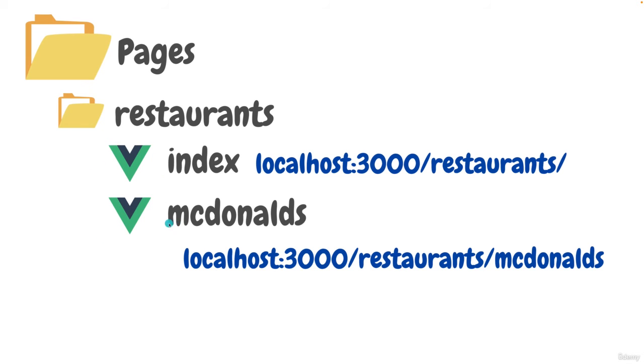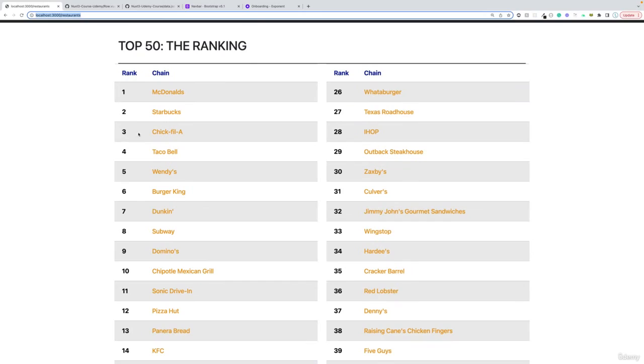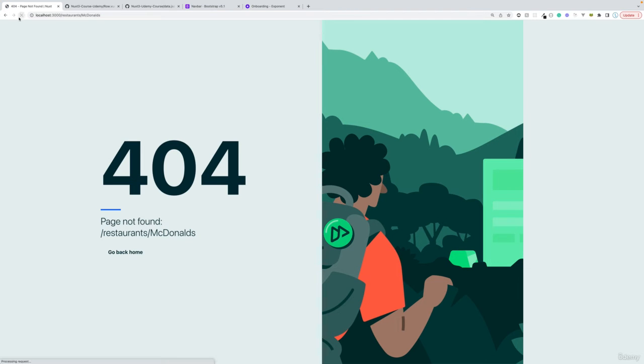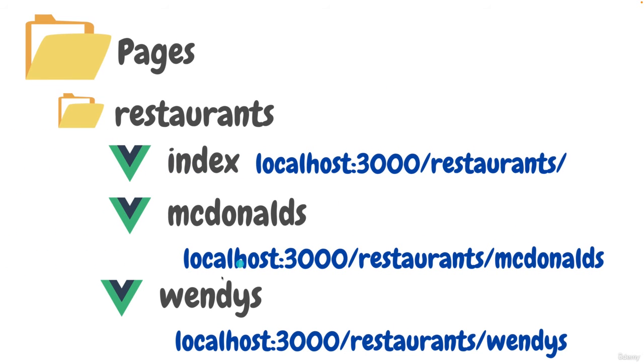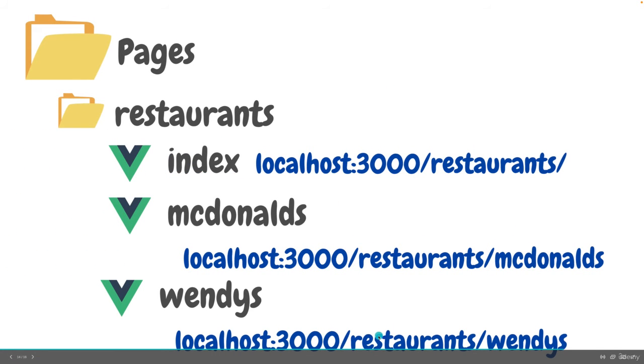And now this restaurants, where is it coming from? It's coming from the folder right over here, so the folder name. Now, if we add another file, let's say a mcdonalds.vue file, then what we end up getting is /restaurants, which is the folder name, and then /McDonald's. So over here, we basically achieved what we want when we click on, let's say, McDonald's, for instance. And now, of course, we can add another file like Wendy's. We can do localhost:3000/restaurants/Wendy's, and that should take us to Wendy's.